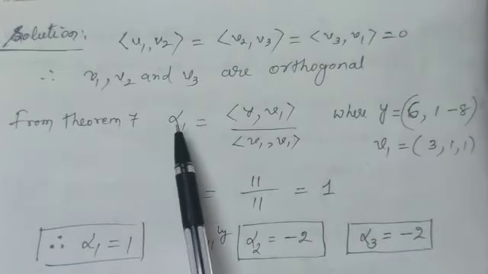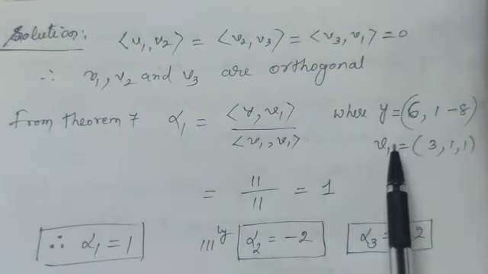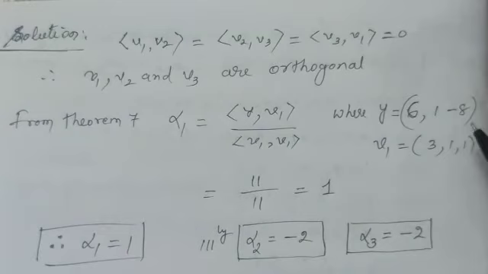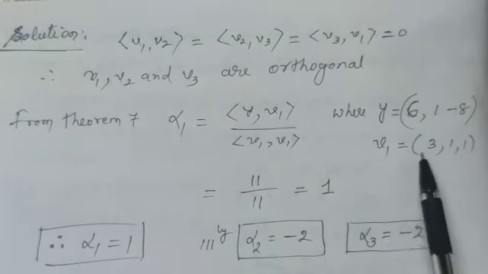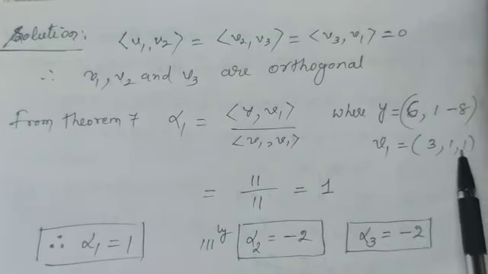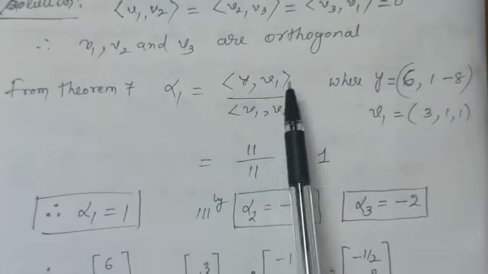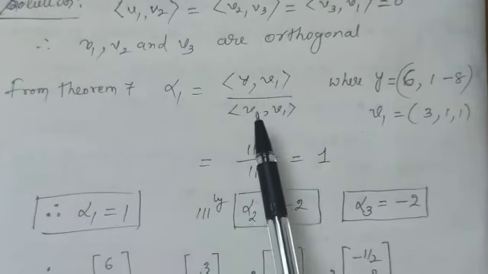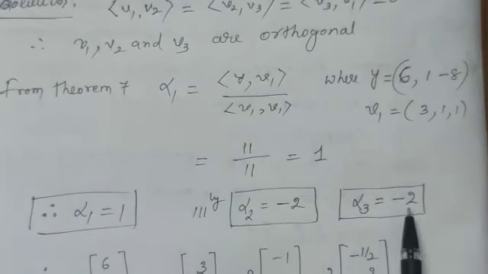Now from the previous theorem, alpha 1 is the inner product of y comma v1 divided by v1 comma v1. So y is this, v1 is (3, 1, 1). Now the inner product of y comma v1 is 6 into 3 plus 1 into 1 plus minus 8 into 1. So that is 11. And v1 comma v1 is 3 square plus 1 square plus 1 square, which is 11. 11 by 11 is equal to 1. In the same way we can find alpha 2 using the formula y comma v2 divided by v2 comma v2. Similarly alpha 3 is y comma v3 divided by the inner product of v3 comma v3, to get alpha 2 equal to minus 2, alpha 3 equal to minus 2.